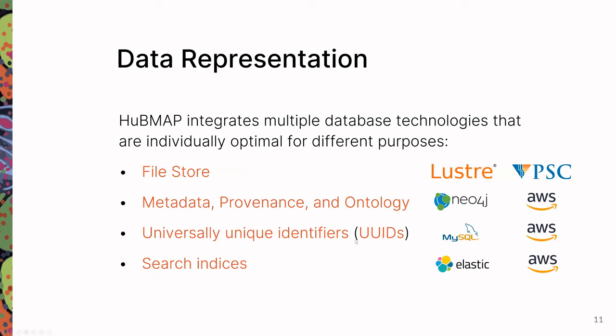The UUIDs, potentially there will be billions to trillions of those if they're associated with single cell data and below. Those are in MySQL currently, also in AWS. Then the search indices are in Elasticsearch, and those we can add to, reindex, and build as we need, depending on what the use cases turn out to be.